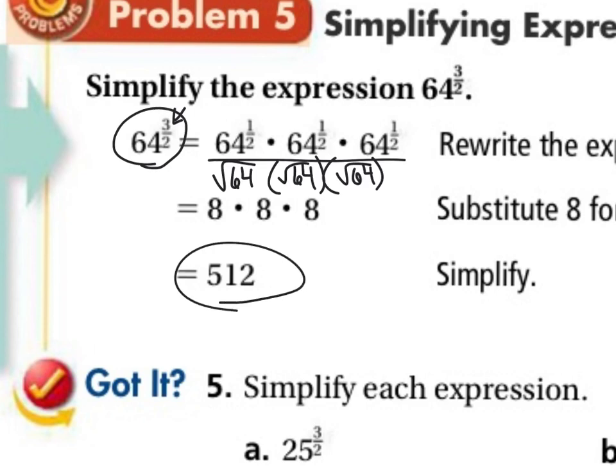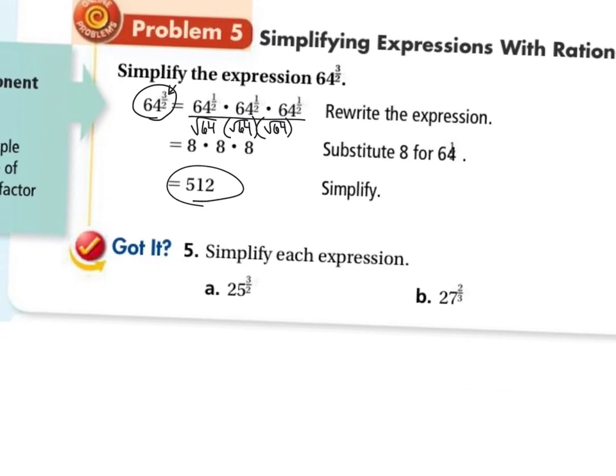And again, we could do 64 cubed and then take the square root. That's going to be a really big number. That's going to be a lot of guessing on our part. So probably just as well to do it the way the book's suggesting here. So if you look at the Got It, 5.